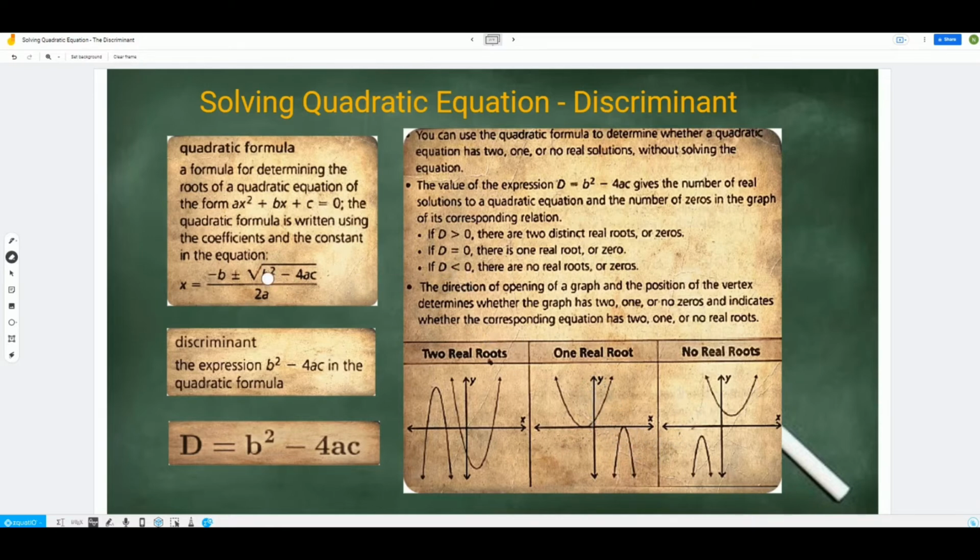If D is less than 0, then b squared minus 4ac is negative, and you cannot take the square root of a negative value. In high school or maybe university, you will learn that that's called an imaginary number. So if D is less than 0, there are no real roots, which means the parabola doesn't touch the x-axis. Okay, so let's move to questions.